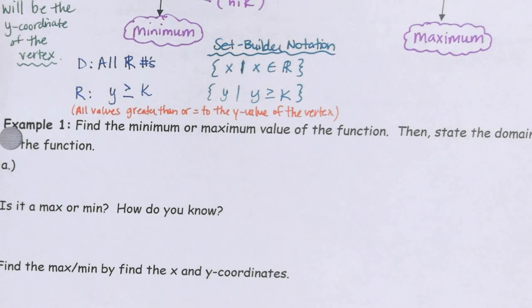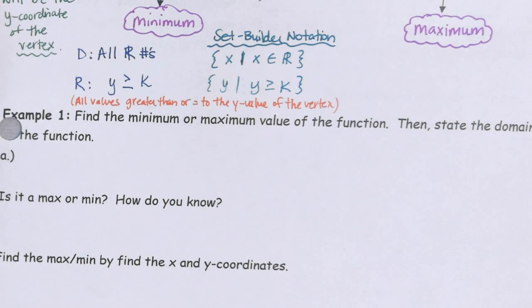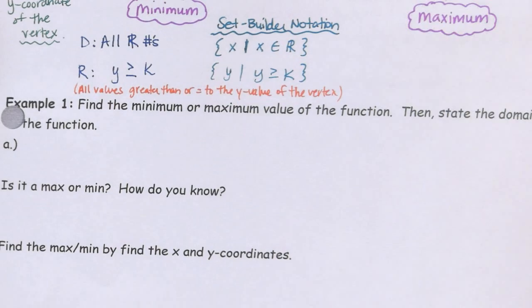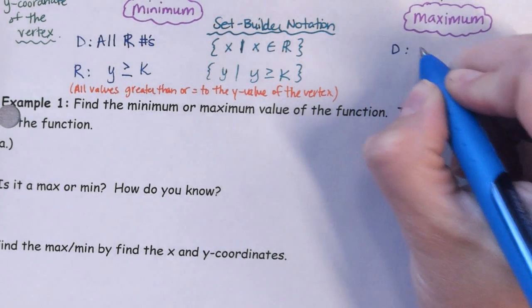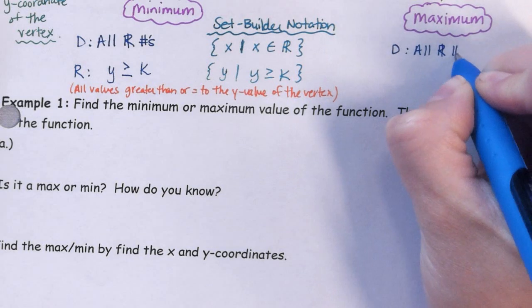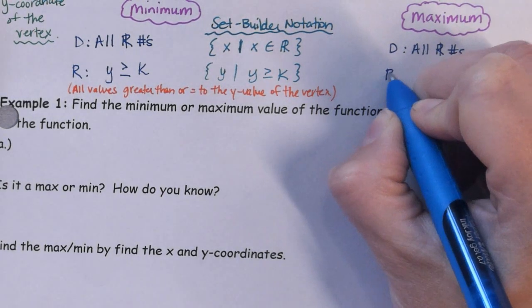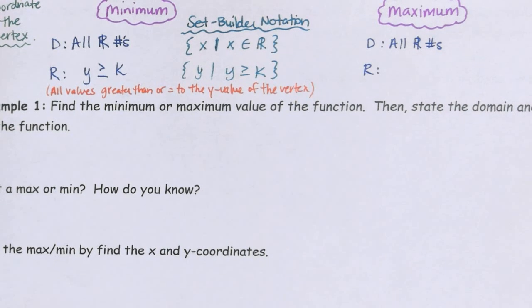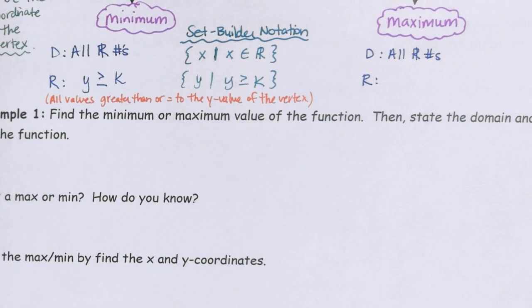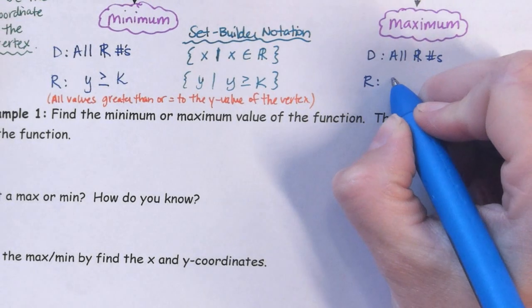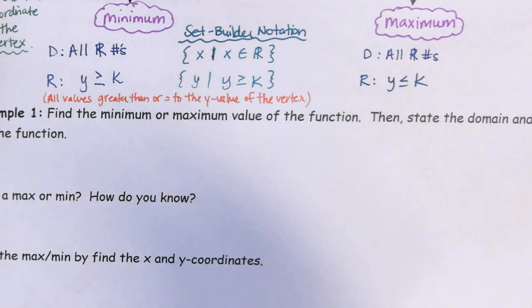Alright, and then we're going to do the same thing for the maximum. So first we'll go over this, how you're familiar, right? So the domain is always all real numbers, but the range is going to change if it is a maximum, because all of the points are not above K, now they're going to switch. All the points are where? Below it. So our sign is just going to flip. Y is less than or equal to K. Okay?